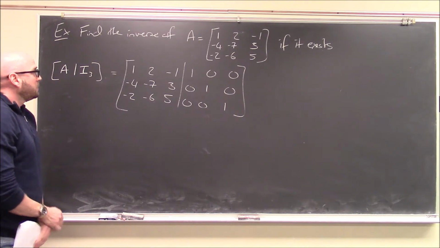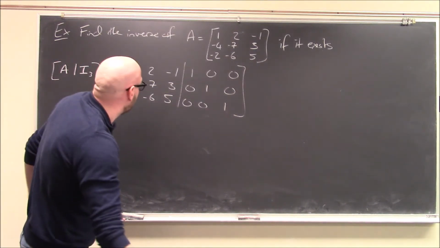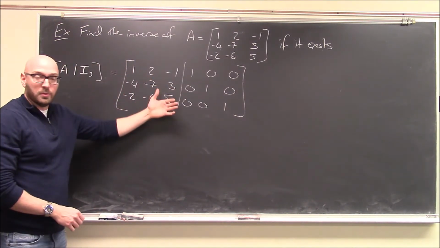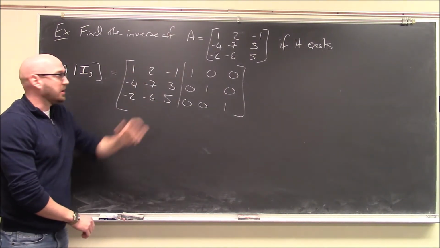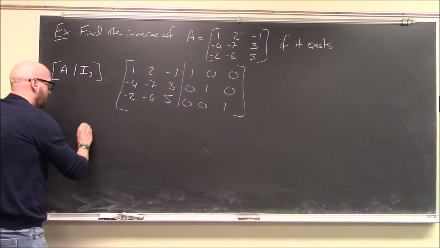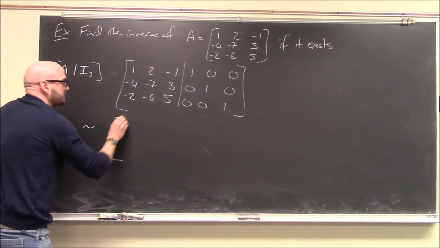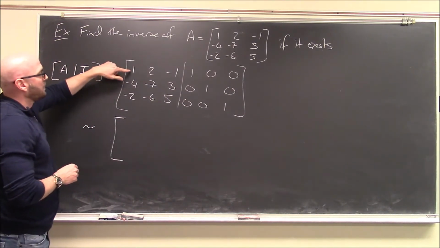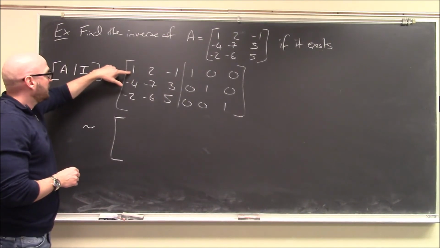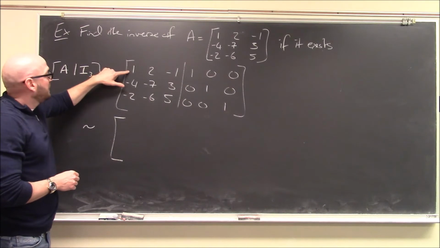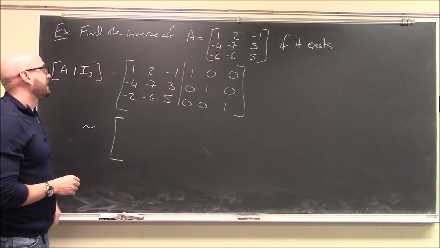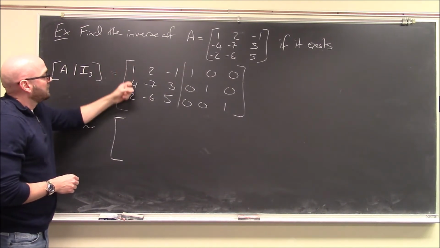And what do I want to do? I want to row reduce this down to its reduced form, and hopefully we'll end up with the identity matrix over here to the left of the bar. So what do I do? Well, first things first, I want to put a non-zero entry here that I'm going to use to zero out everything below it. And a 1 would be ideal. We already have a 1 right there, so I'm just going to leave that alone. And I'm going to use this entry to zero out everything below it.